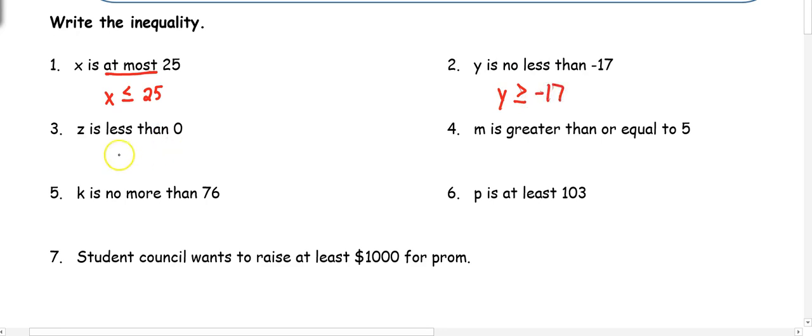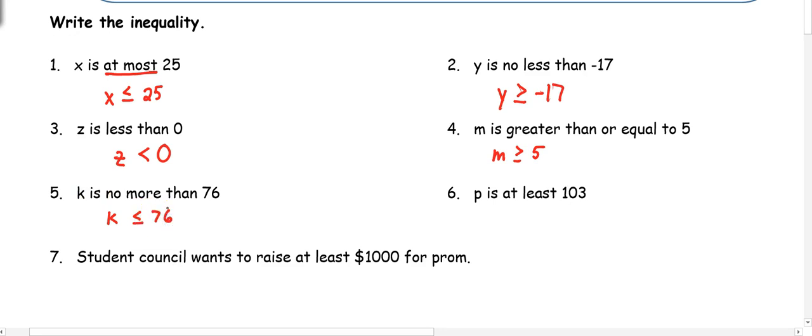Number three, z is less than 0. So we have z, an arrow pointing to the left, and 0. Number four, M is greater than or equal to 5. So we have M and then the greater than or equal to sign, 5. Number five, K is no more than 76. So we have K to be no more than. That means 76 is the maximum. So we would have K is less than or equal to 76.